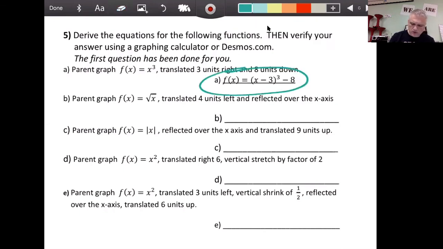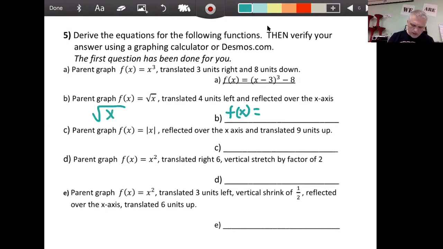X minus 3, all cubed, subtract 8. Okay, let's look at B. We have f of x equals... So we start with square root of x. Okay, square root of x.